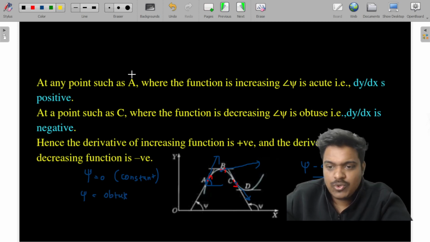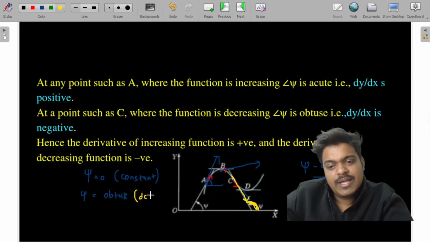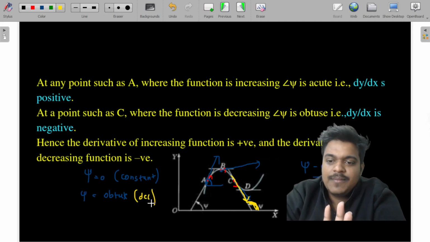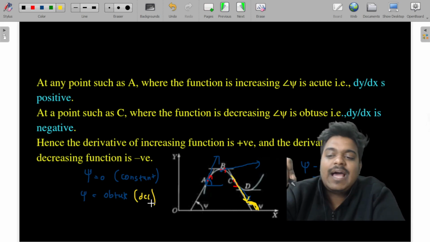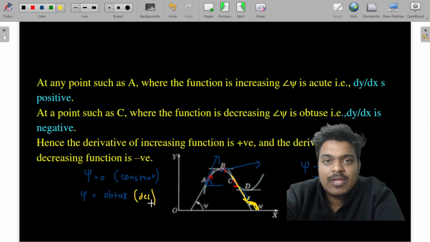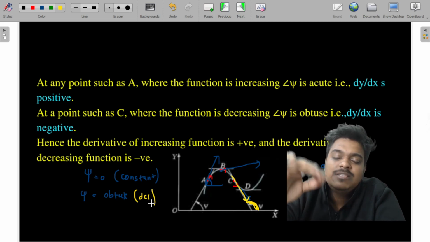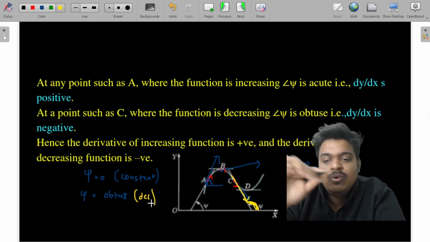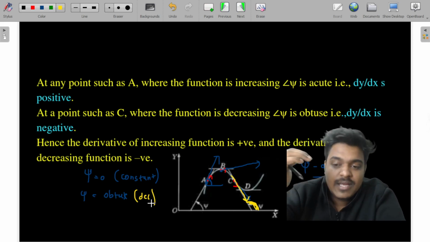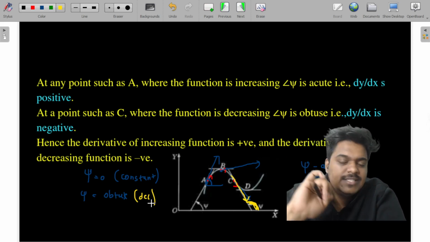And if the value of psi is obtuse, for example, I'll show you here. Suppose this is your tangent at C. Now this tangent is making an obtuse angle with the x-axis. So that is why if your psi is obtuse, it means the function is decreasing. Okay sir, I got this. That if the angle between the tangent and the x-axis is acute, the function is increasing. If it is 0, the function is constant, and if it is obtuse, then the function is decreasing.